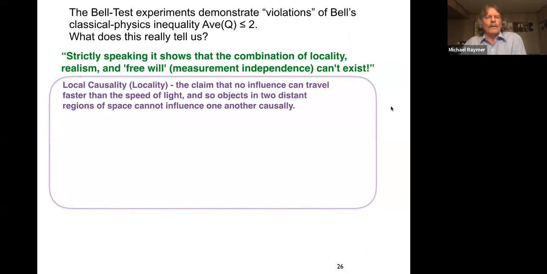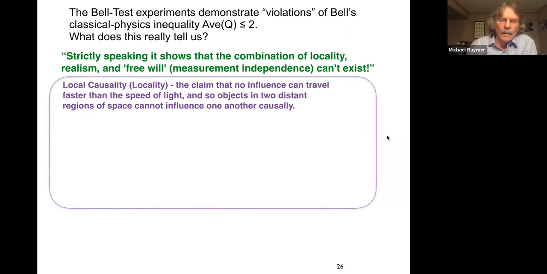So remember, locality, or local causality, is simply the claim. It's like a philosophical statement. We claim, like Aristotle might say this, okay, I claim one of my principles: no influence can travel faster than the speed of light. So two distant objects cannot influence each other, namely they cannot communicate or affect each other in any way within a short time period, okay?